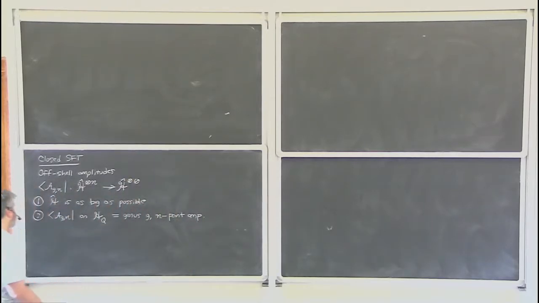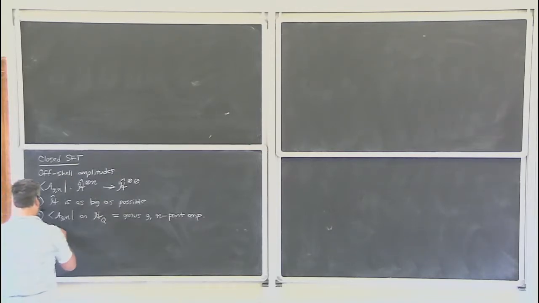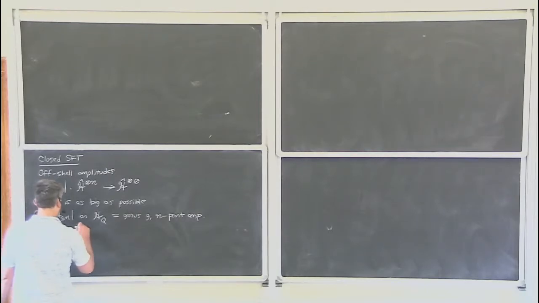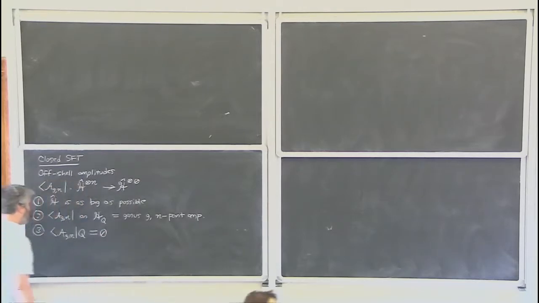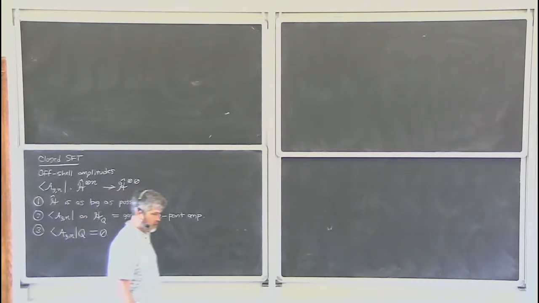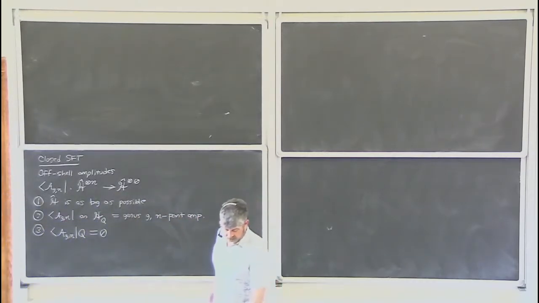So in this sense, this A_G^N is some kind of generalization of an amplitude. And three was that this thing is BRST invariant, up to possible contributions from the boundary of moduli space, which we're ignoring.